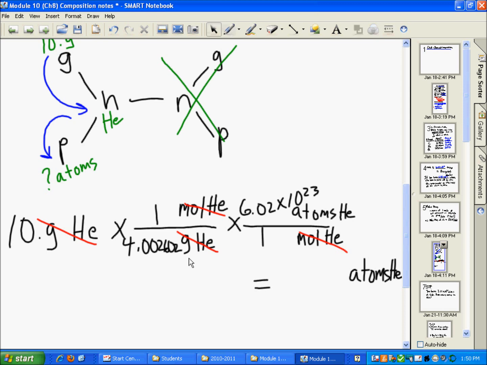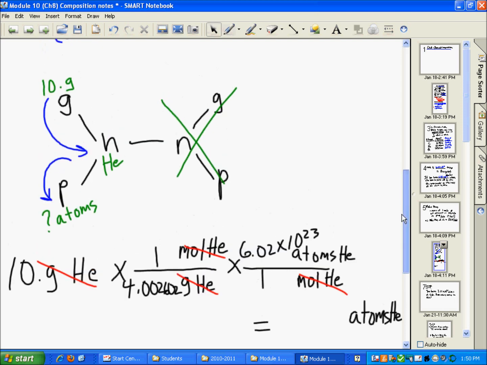So it turns out when you do these calculations that when you're going between G and N, you need the molar mass, because molar mass is in units of grams per mole. So that will be the conversion factor which will take you between G and N. When you're going between N and P, you'll need Avogadro's number. You'll need the 6.02 times 10 to the 23, because that has units of either atoms per mole or molecules per mole, and that's the conversion factor that you'll use to go between N and P.